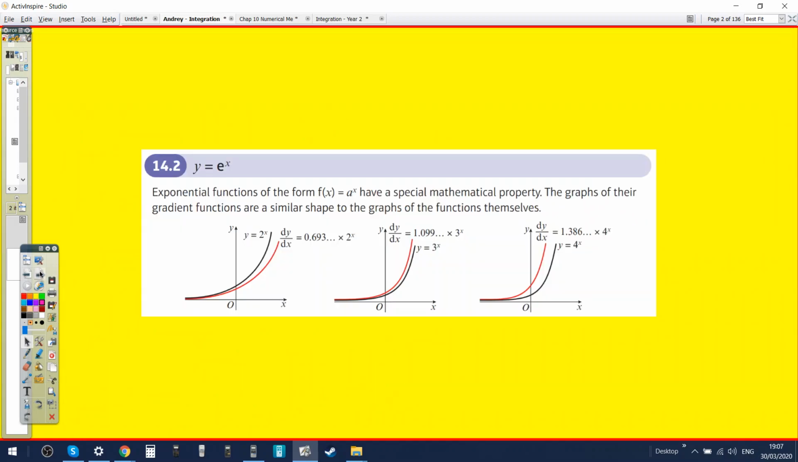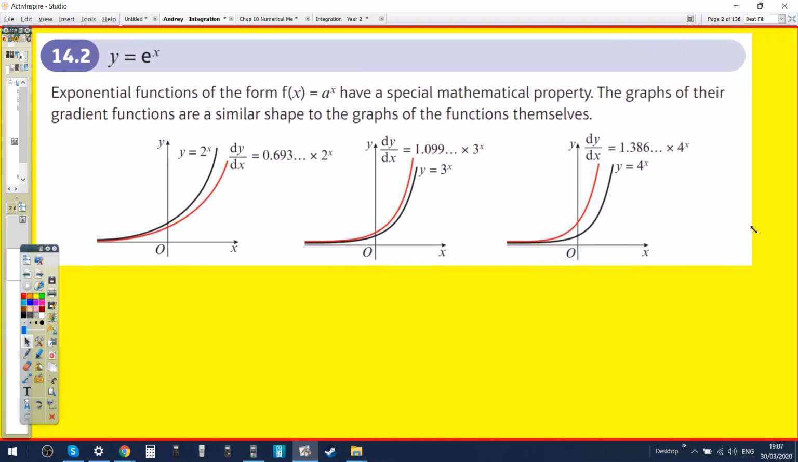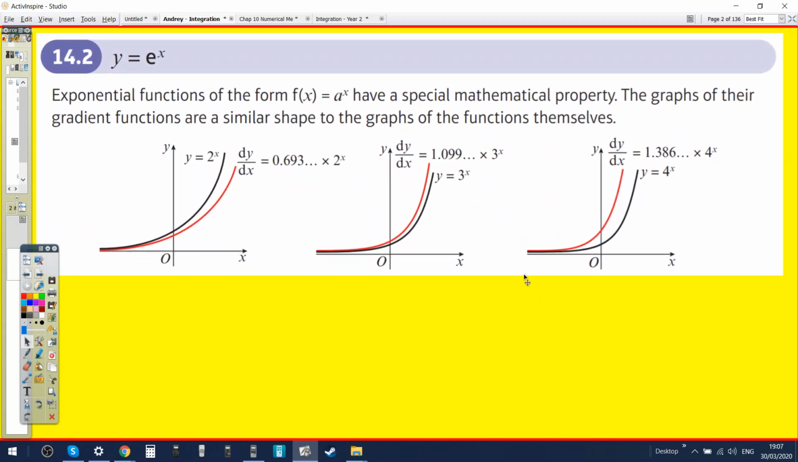No. Okay, so yes, simultaneous equations. Okay, e to the x. e is a number that's similar to pi. It goes on forever. If you have the graph of y is equal to 2 to the x, the derivative is similar. If you have the graph of y is equal to 3 to the x, the graph is on the other side. So the black here is y equals 2 to the x, and the red is the graph of the derivative dy by dx.